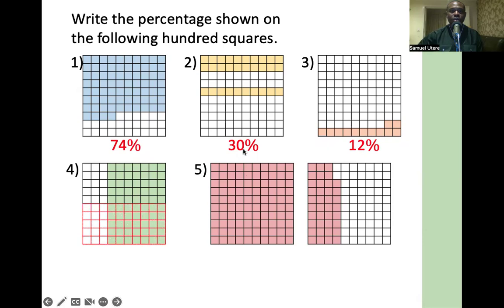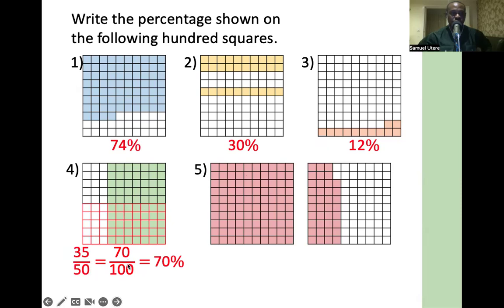This one, we have to double it because we only have 50 squares. Out of that 50 squares, 35 squares have been shaded. But remember, we express percentage out of 100. So really, if we had to express this as a fraction, it would be 35 out of 50.